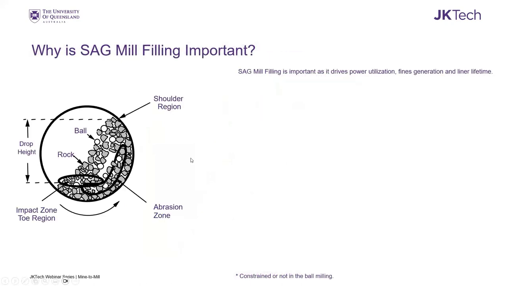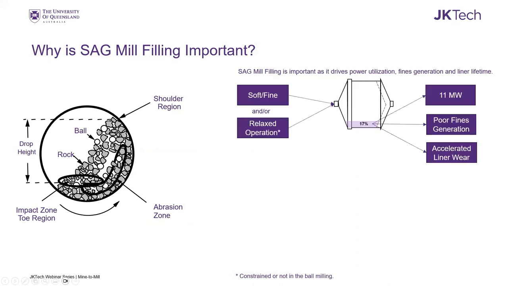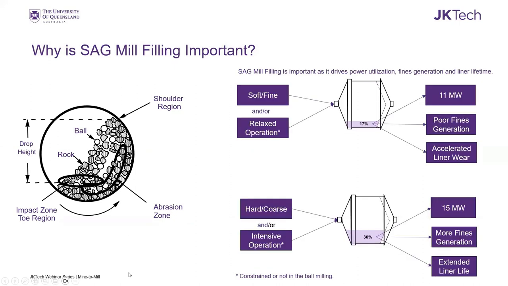So why is SAG mill filling important? Very quickly. There are two main breakage mechanisms going on inside SAG mills: impact and abrasion. Abrasion happens in this kidney-shaped region in the SAG mill, and this is where the fines are generated. Higher mill fillings promote more fines generation.